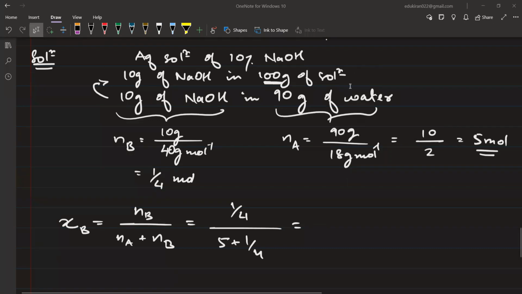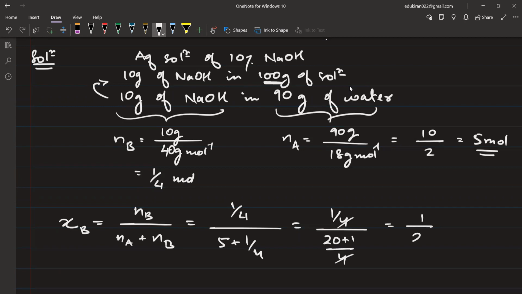Then see, chi B is equal to what? This is 1 by 4 divided by 5 fours are 20 plus 1 divided by 4. 4 and 4 will cancel each other out. You will get 1 upon 21. And this you guys are saying is equal to how much? 0.047. So you can approximate this to 0.05.